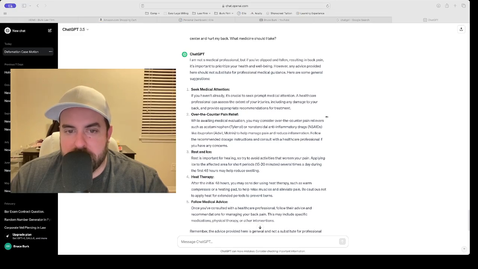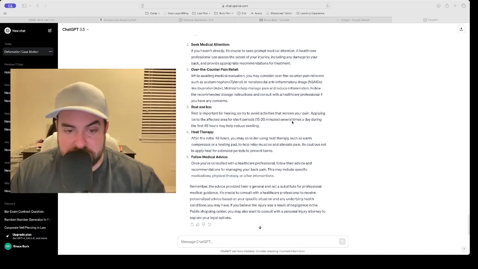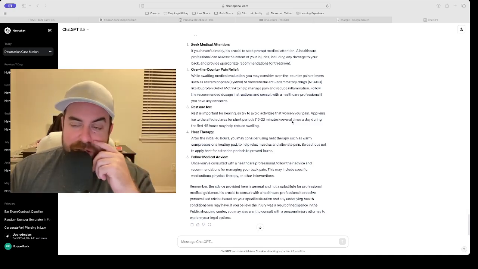Seek medical attention. While awaiting, you may consider over-the-counter pain relievers like Tylenol and Advil. Rest, heat therapy. Actually, a second time here. Now we have, once you've consulted a healthcare professional, follow their advice and recommendations for managing your back pain. This may include specific medications, physical therapy, and other interventions.